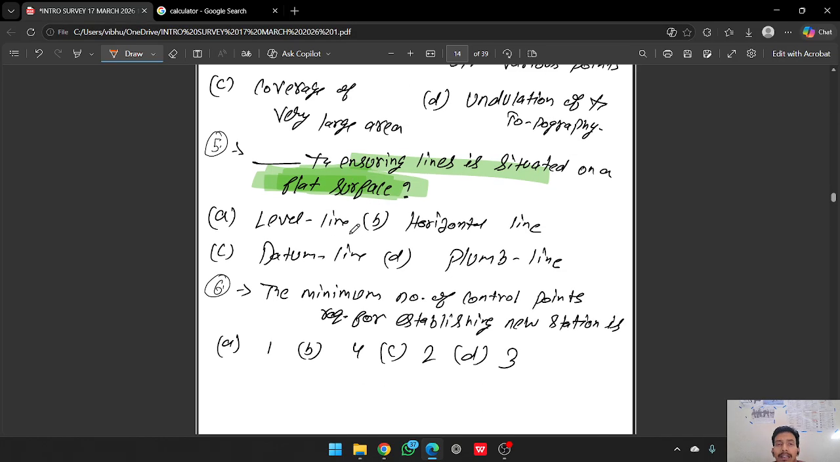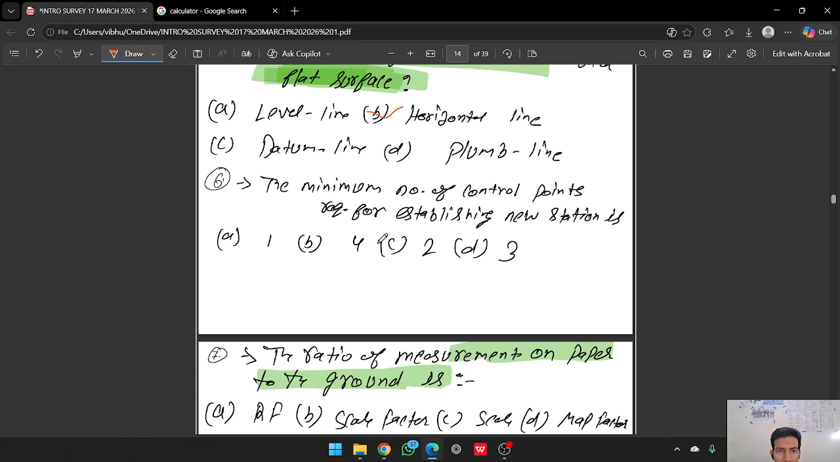The ensuing line is situated on a flat surface. The ensuing line is situated on a flat. It is known as a horizontal line. Okay, 6. The minimum number of contour points required for the establishment of a new station is 3.